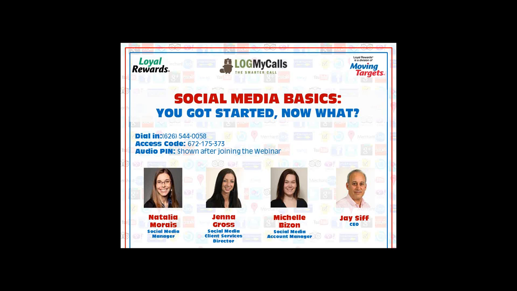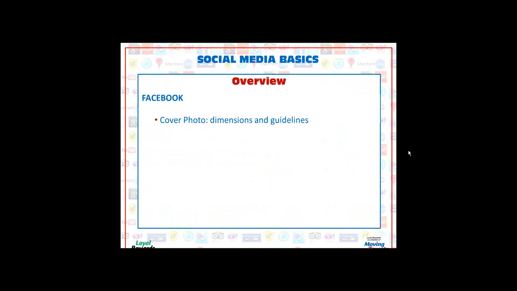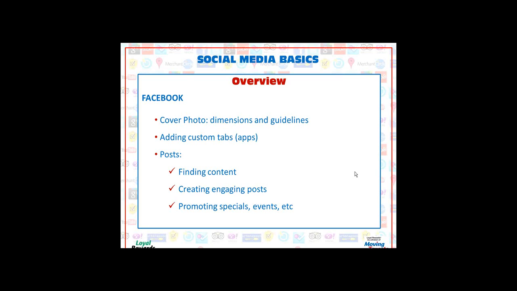All right. Well, thanks so much for having us. I'm going to start off talking about Facebook, since that's the big thing that everybody needs to be on. We'll go over the dimensions to make your profile look nice, adding custom tabs and apps, different things to post, how to find content, how to make your post engaging, so that way people actually care about what you're saying and comment and like back, and get your posts to go viral. Also, we'll talk about promoting specials and events. The events tab used to be done through a Facebook feature, but it's still available, but it's not very effective. So we'll talk about different ways that you can promote events that are a little bit more effective than using the traditional Facebook event.